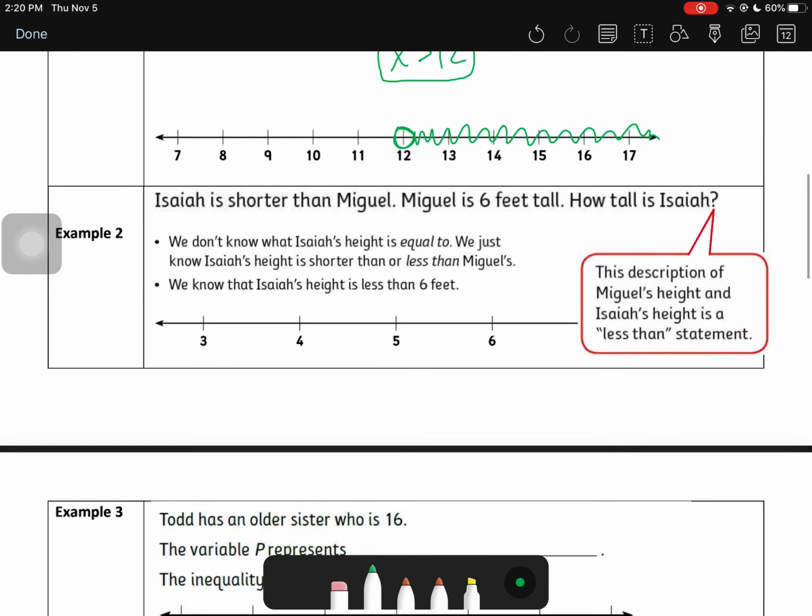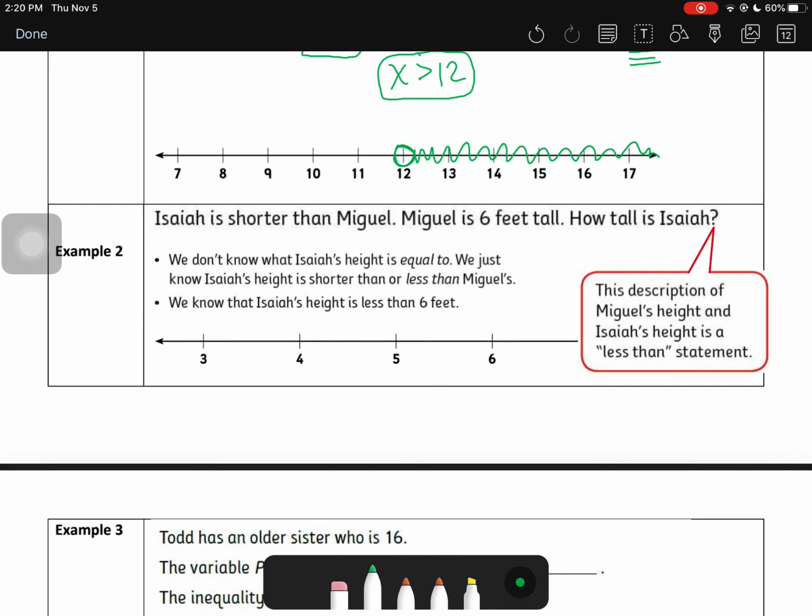Isaiah is shorter than Miguel. Miguel is 6 feet tall, so how tall is Isaiah? So he's shorter. So we don't know Isaiah's height. We just know Isaiah's height is shorter, or he's less. So we know that Isaiah's height, which we don't know what it is, we'll call it X, is less than 6 feet. So since it's less, we're going to put an open circle at 6 and shade everything to the right since he is shorter.